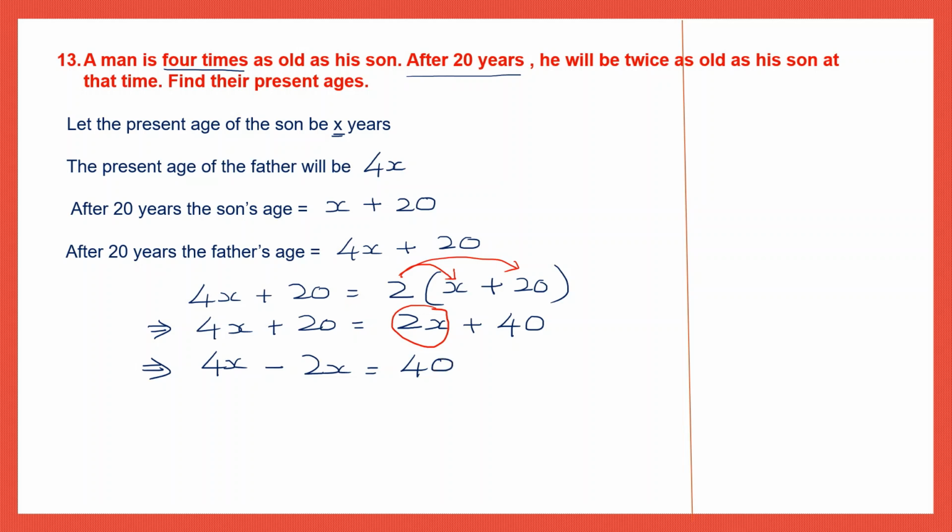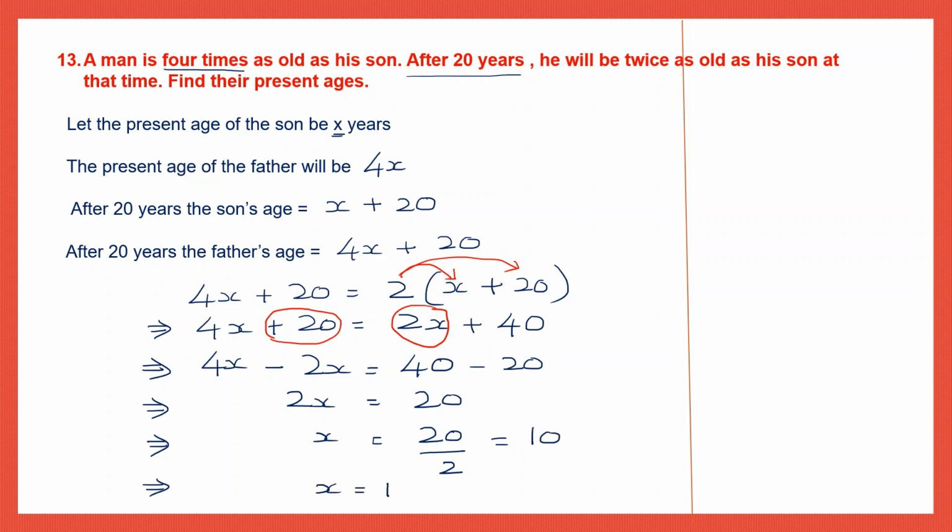And we transpose plus 20 to the right hand side. It becomes minus 20. So 4x minus 2x is 2x. Now 40 minus 20 is 20. Now we can find the value of x. x is equal to 20 divided by 2. 2 tens are 20. So we have found the value of x. x is equal to 10.